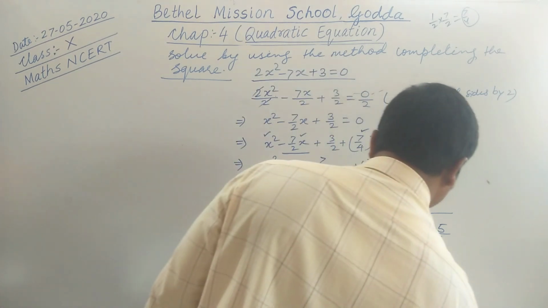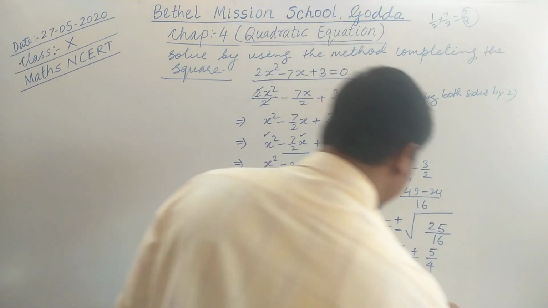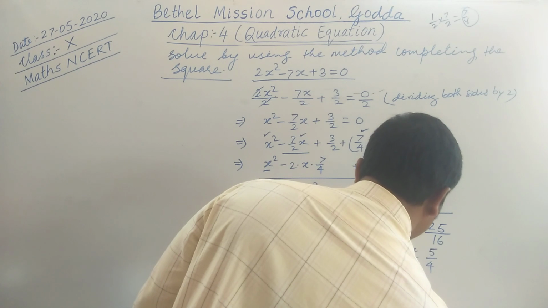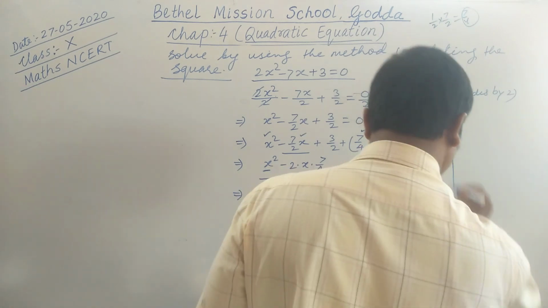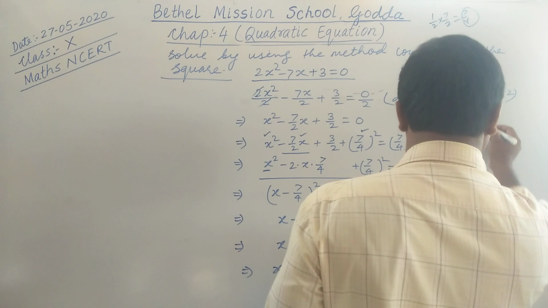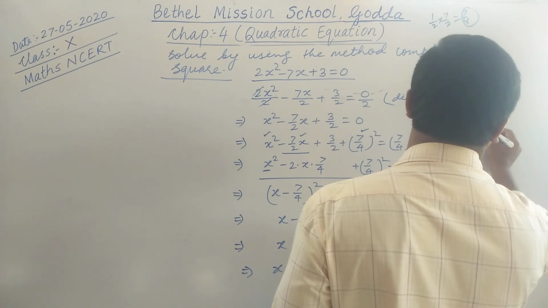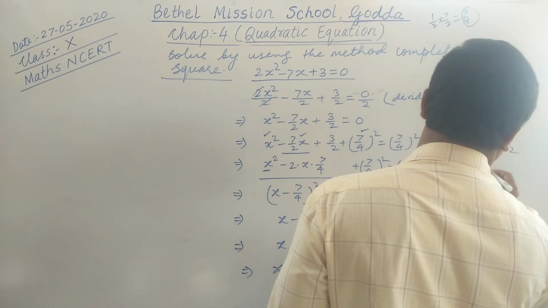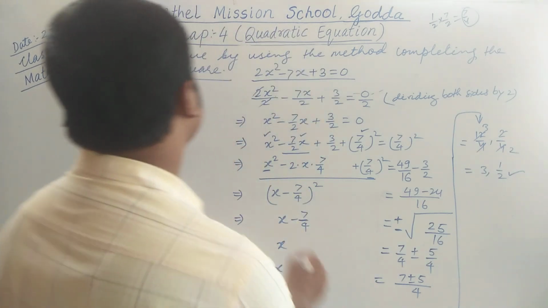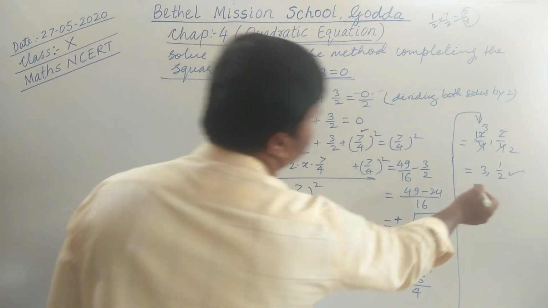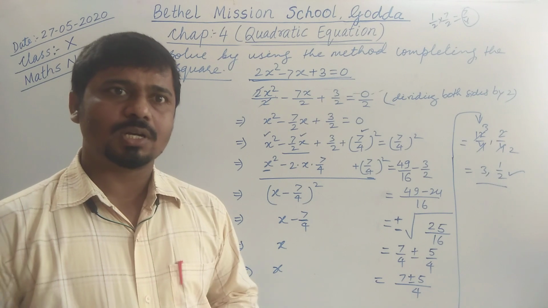X equals, taking the LCM, (7 ± 5)/4. So (7 + 5)/4 and (7 − 5)/4, which is 12/4 and 2/4. That is 3 and 1/2. So the two zeros are 3 and 1/2. By the completing the square method, we got the roots of this equation, and this is the way of solution. So now you understand. Thank you.